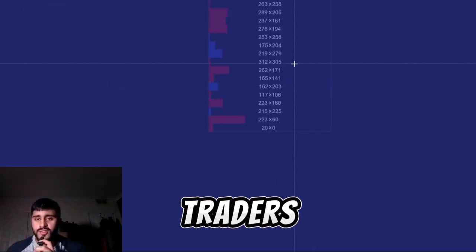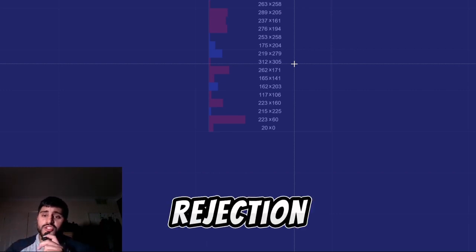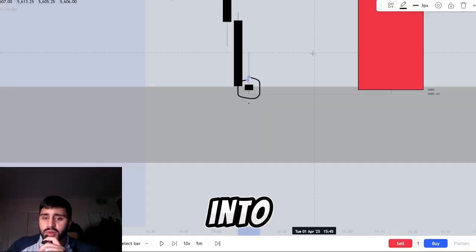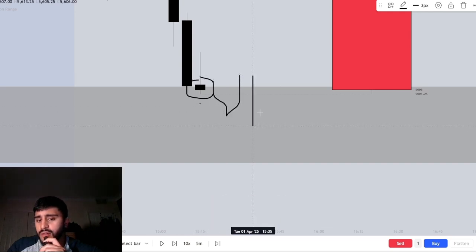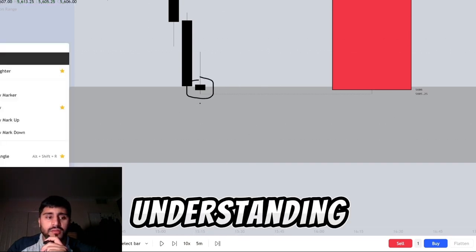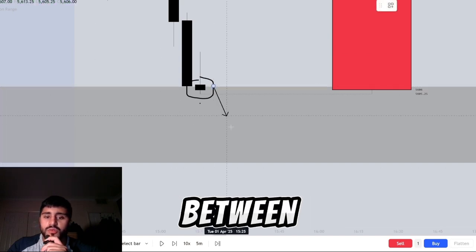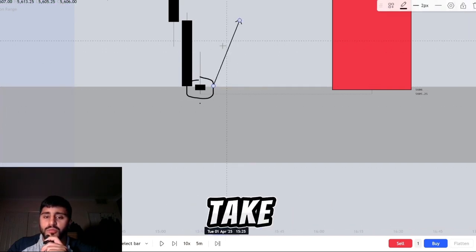Now from here, if we go slightly lower, we look at the final rejection candle, right? So I've spoken to some traders. They don't understand what a rejection is. This is what a rejection is. So when you come into a bullish fair value gap, the way you determine if it's going to hold and reject higher is truly by understanding what is happening here between the buyers and the sellers, right? So you need to see what's happening here before you take price to the upside.